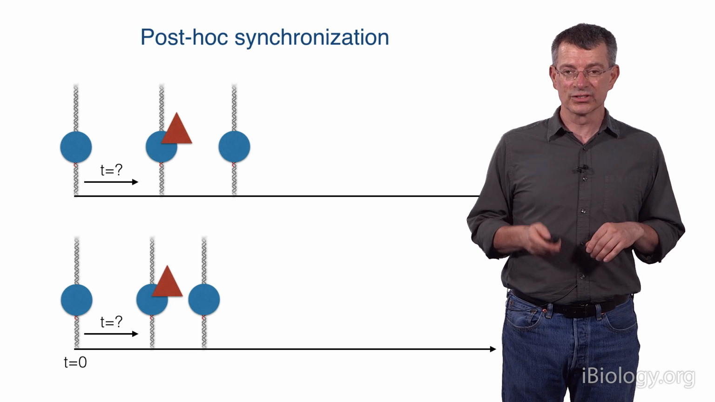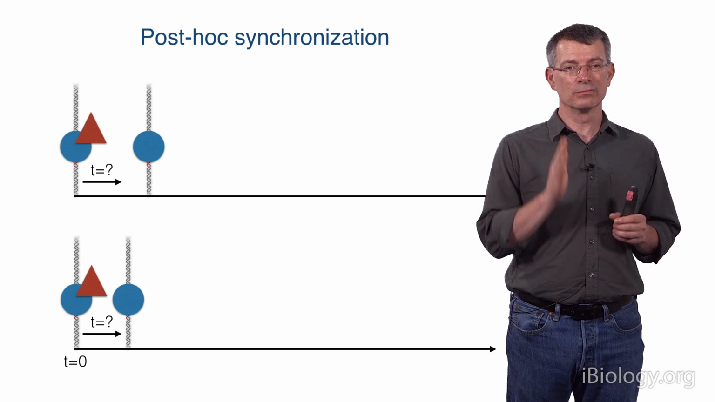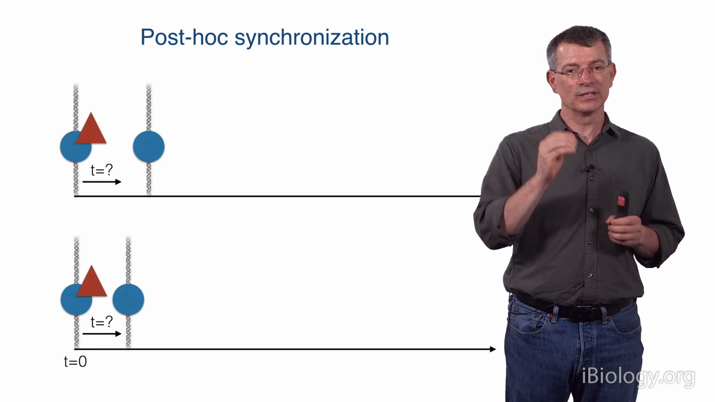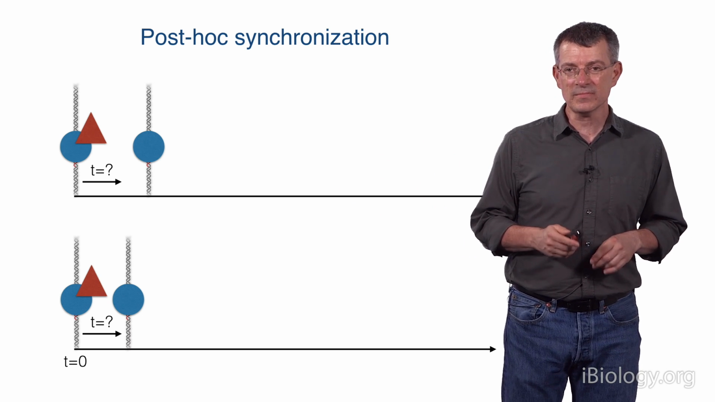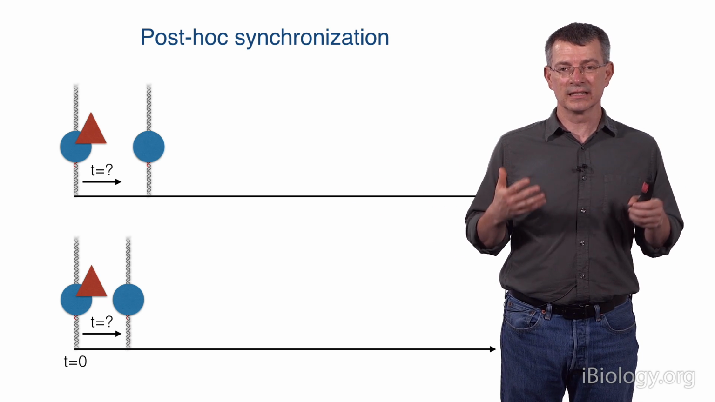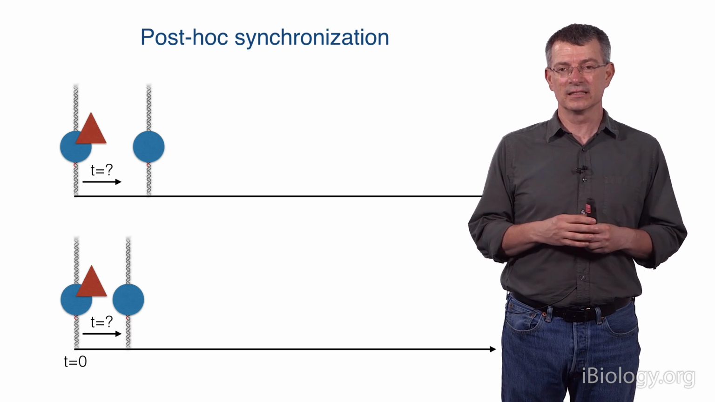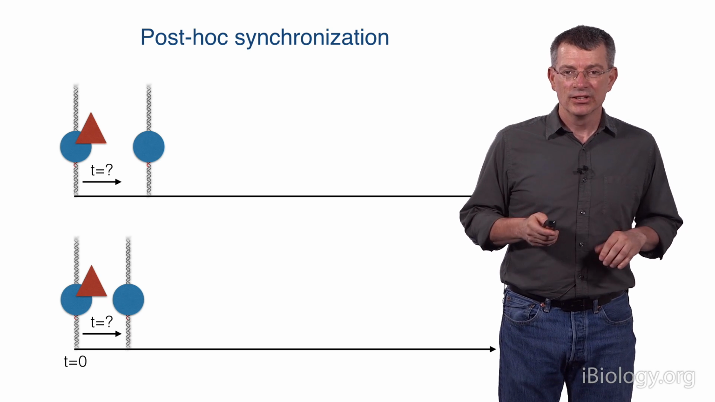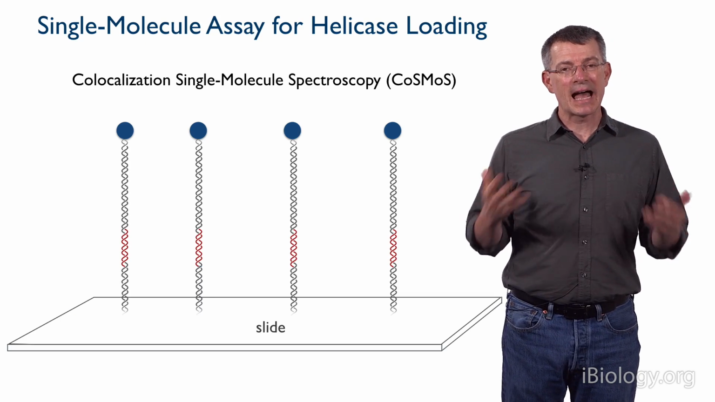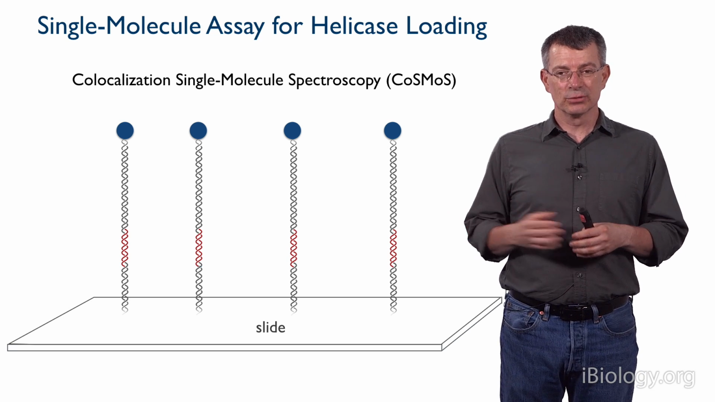And we could also, for example, ask how long does it take for the red triangle to fall off? So we start with the blue circle and the red triangle, and then we measure the time until we just have the blue circle. So this gives us an ability to get kinetic understanding of complex biochemical reactions that's essentially inaccessible by conventional bulk assays. So how do we convert a helicase loading assay into a single molecule format?